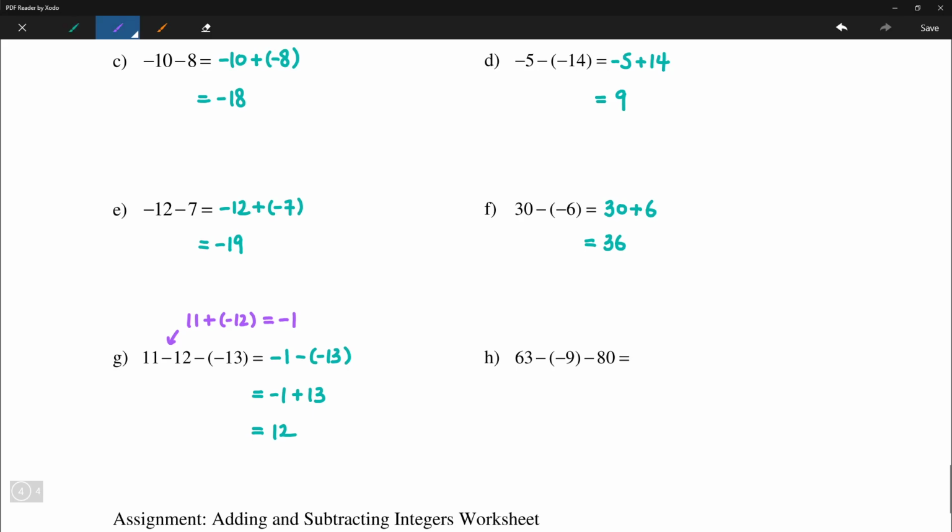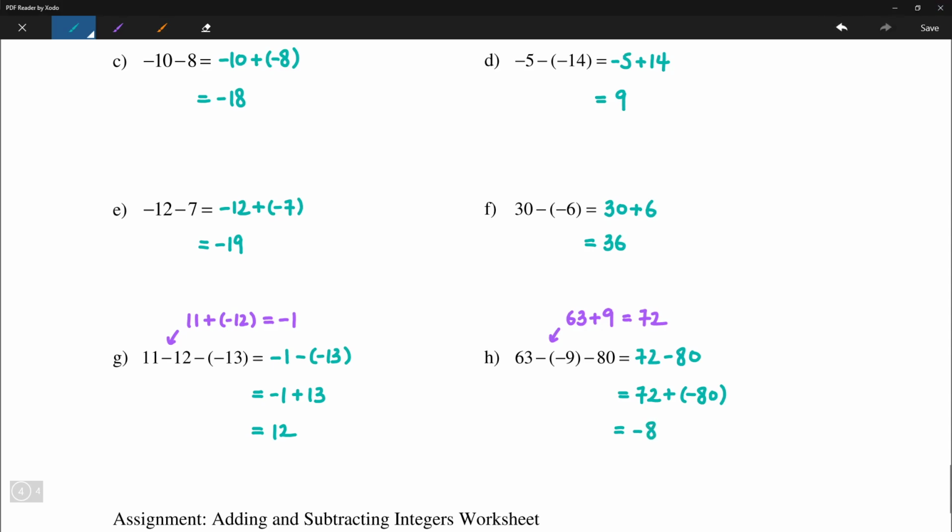Okay, and here, very similar in example H. 63 minus -9 is the same as 63 plus 9, which gives us a sum of 72. So this question simplifies to just 72 minus 80. Again, we can rewrite this as an addition question, so 72 plus -80, or we could just leave it as subtraction. That's okay too. So the difference or the sum, depending on which version of the question that we did, is -8.